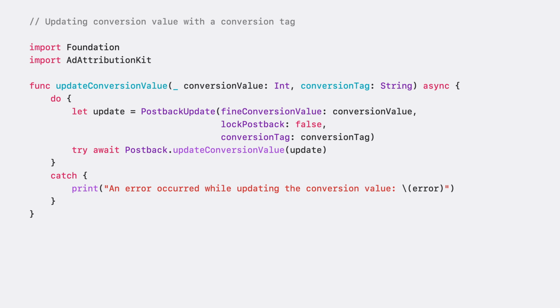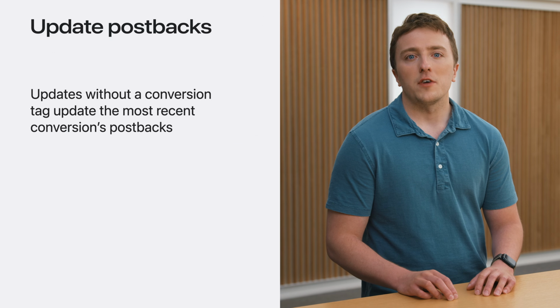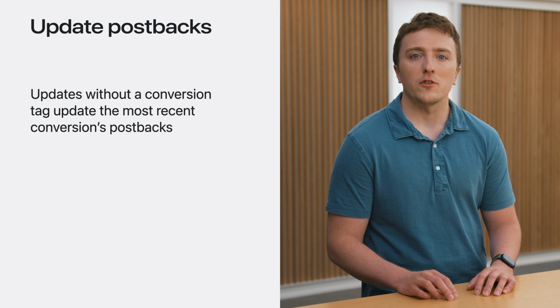Now, let me show you how to use a conversion tag to make a directed update to a conversion in code. This function takes a conversion value and conversion tag to update a specific postback. When initializing a postback update struct, pass in the conversion tag for the conversion you'd like to update. Then you can call the postback API to update the conversion value. You can also call the update conversion value API without a conversion tag, and the system will update the most recent conversion's postbacks. And that's how you can use conversion tags to update postbacks when you have overlapping conversion windows.